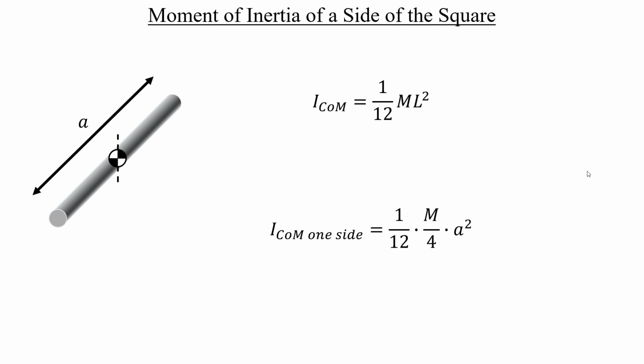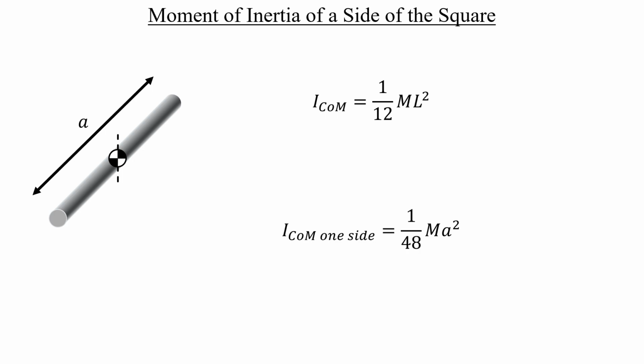The 12 and the 4 in the denominator here can be multiplied together, and we'll go ahead and squish this down into a more compact version like this. And so now we have the first term in the parallel axis theorem equation for one side of the square. Okay, so it's I_COM one side. And we're going to use this for the other sides as well.